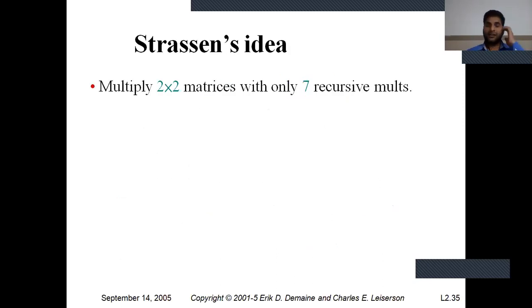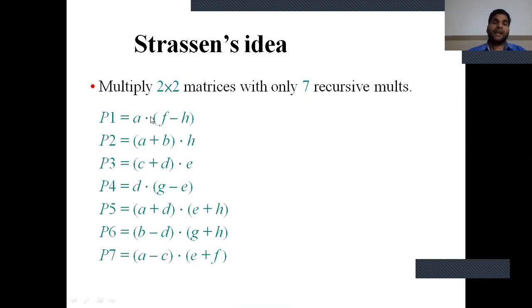Now next, matrix multiplication solved with the help of Strassen's idea. So Strassen's matrix is solved using 7 recursive multiplications. How? Suppose we multiply 2 cross 2 matrices with only 7 recursive multiplications like that.